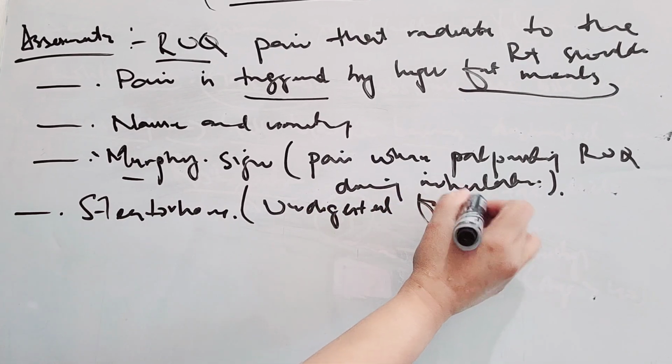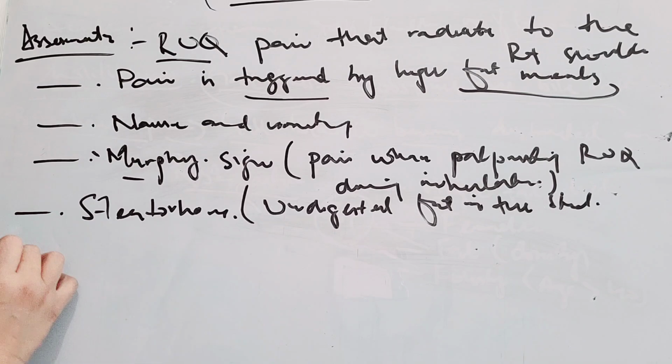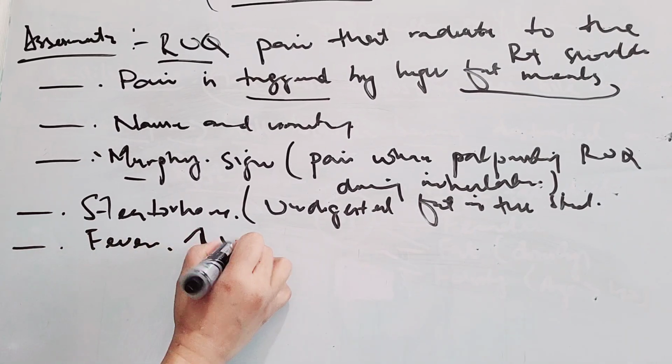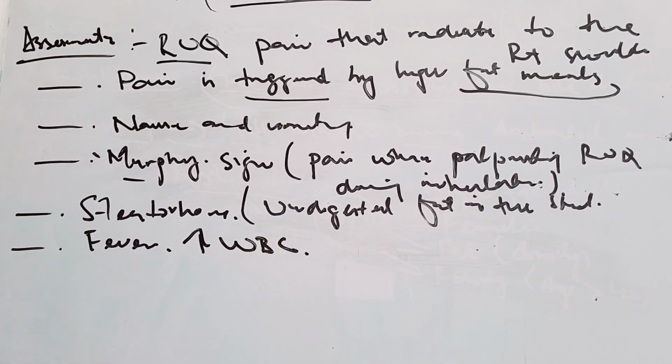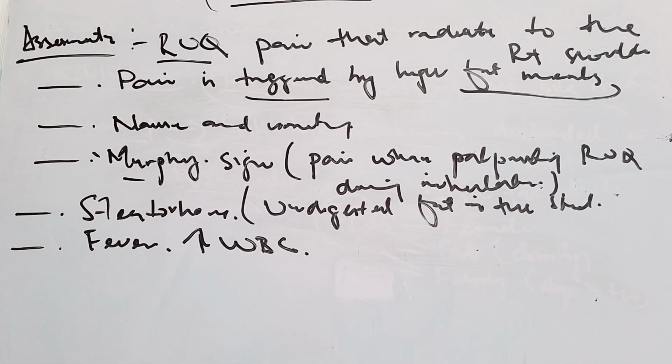Undigested fat in the stool, steatorrhea. Then the patient has fever plus increased white blood cell count. This is the assessment. Right upper quadrant pain that radiates to the right shoulder.